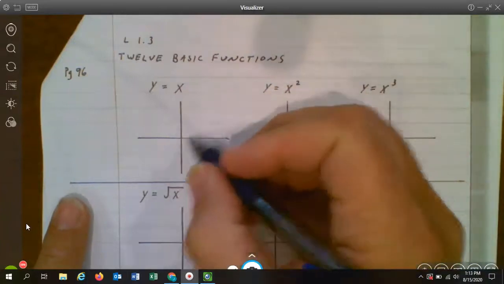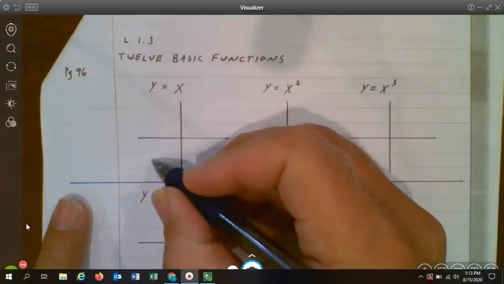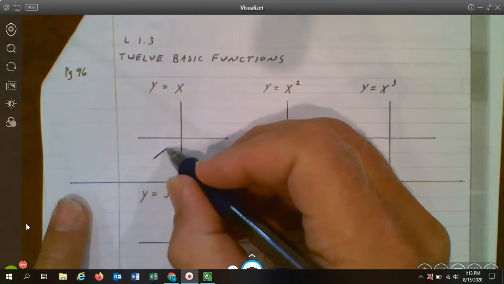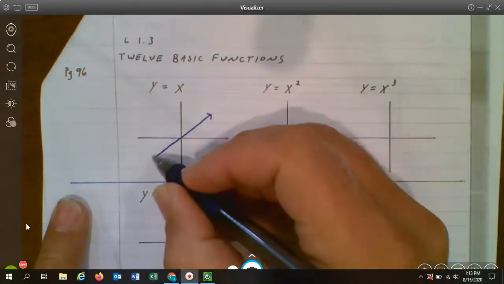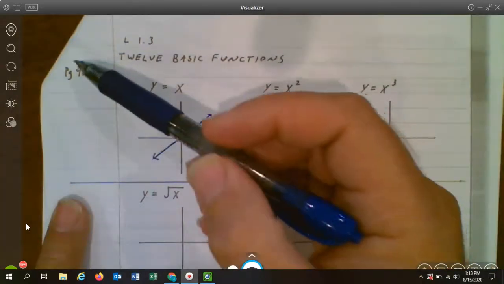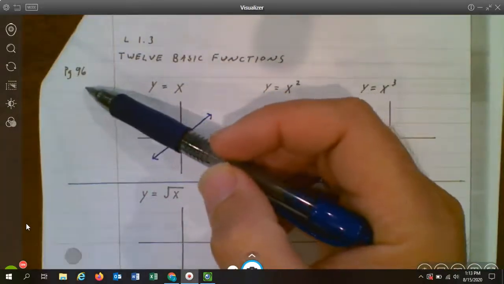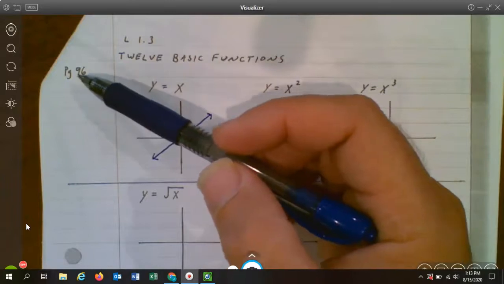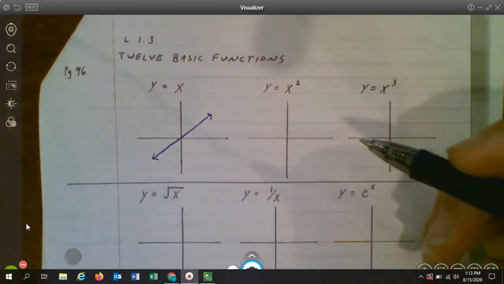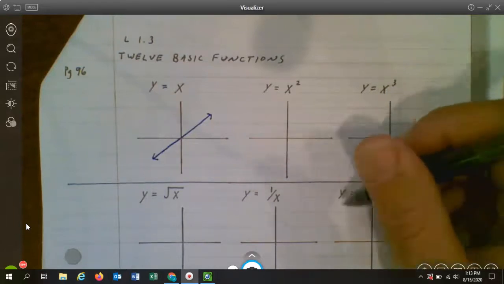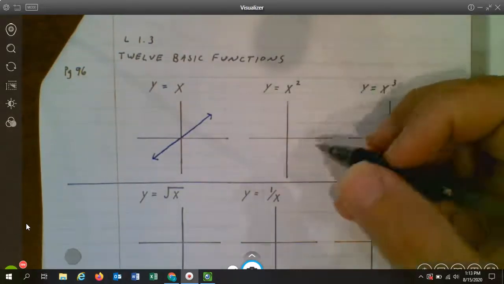So we know that would just be our linear function that goes right through the origin with a slope of 1 over 1. Some extra details if you want to find more information about any of these guys, take a look at page 96, 97, and 98. It has all these guys laid out with a little more information on these, but we're going to kind of run through the basics here.